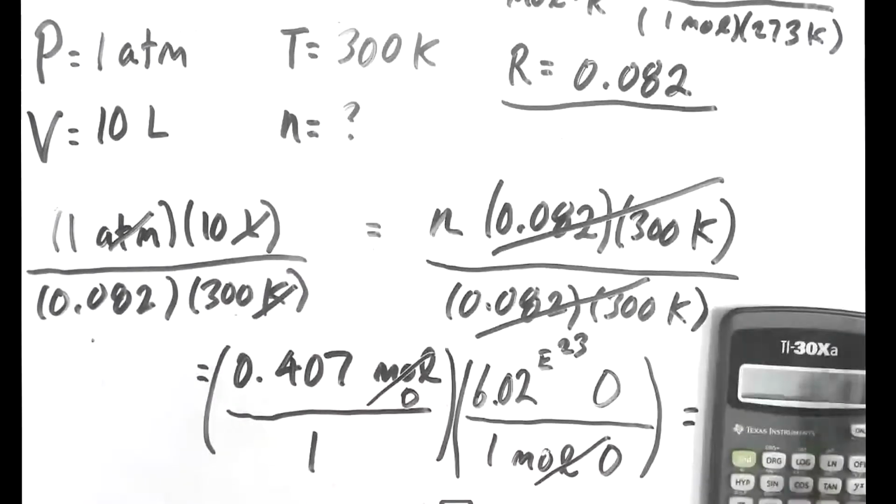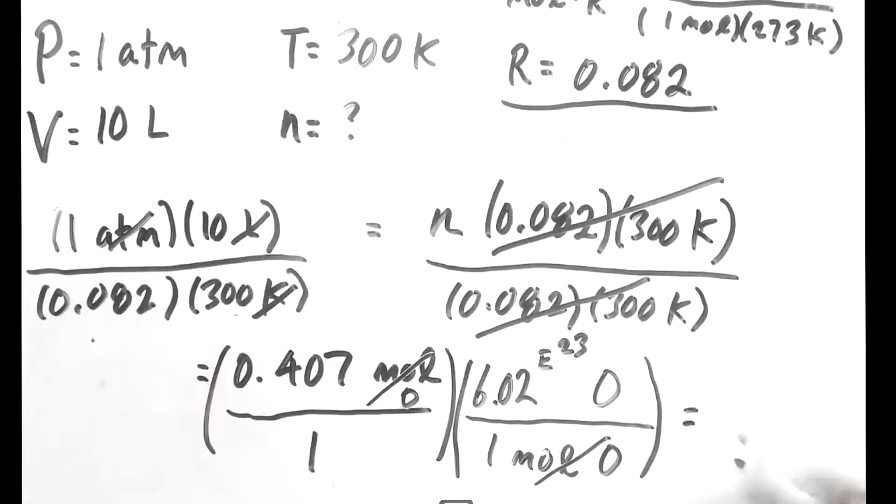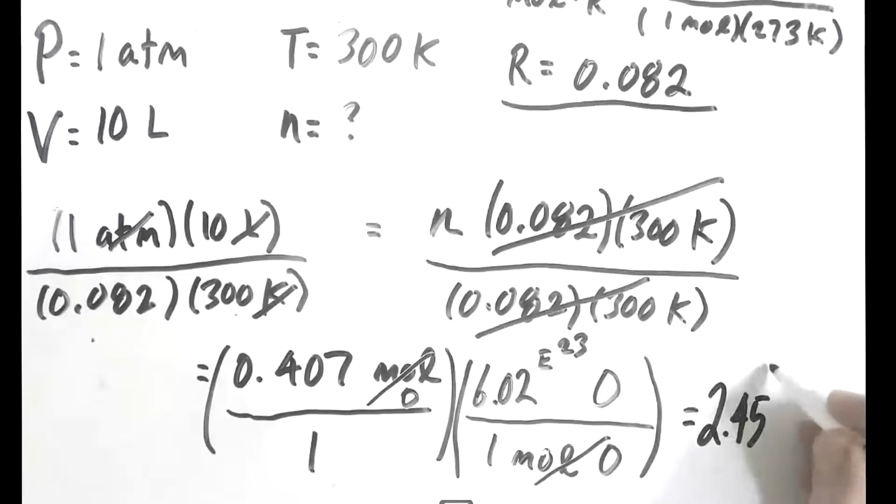So let's do that. 0.407 times 6.02, and we use the E key here, raised to the power of 23. And when we get done, we have an estimate for the number of particles which are present. In this case, there would be 2.45 times 10 to the 23rd atoms of oxygen.